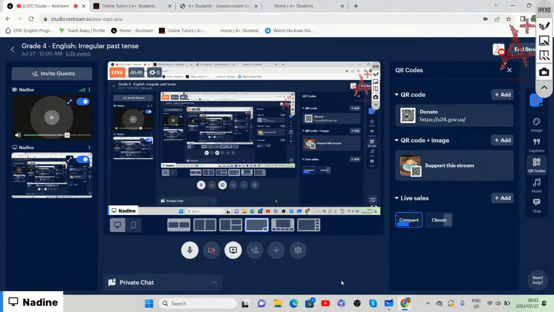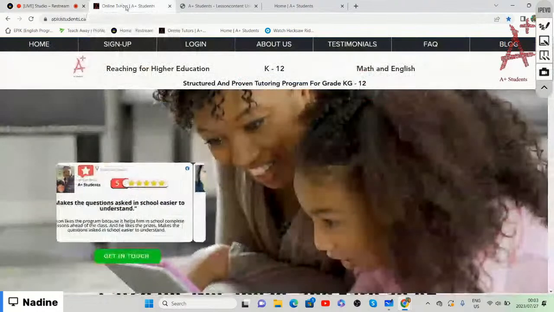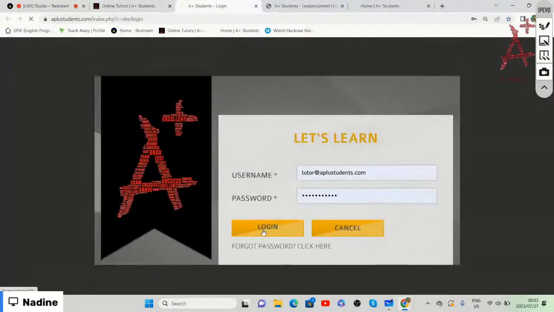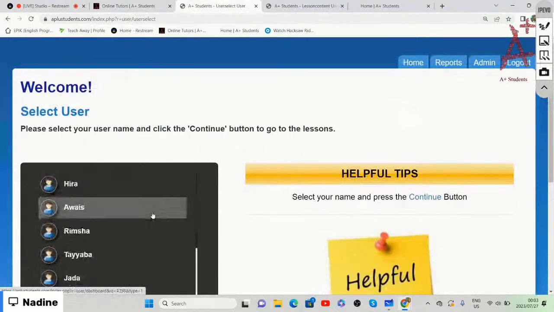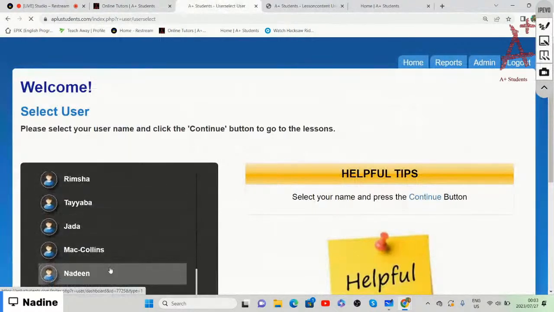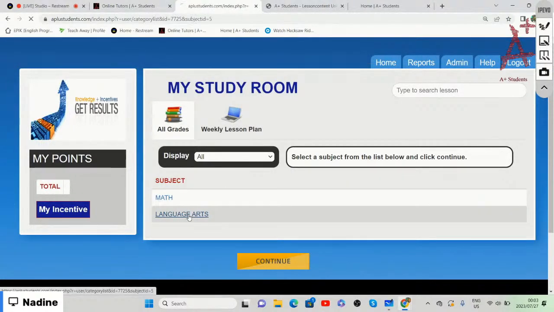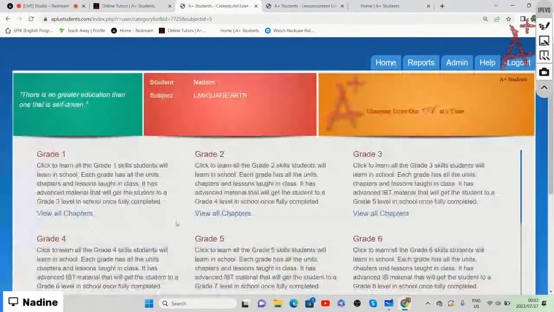So before we start, you are going to go onto aplusstudents.ca. Once you go onto aplusstudents.ca, you're going to log in with your username as well as your password. All right, so once we've logged in, you're going to select the subject of language arts. And then we go to grade 4.